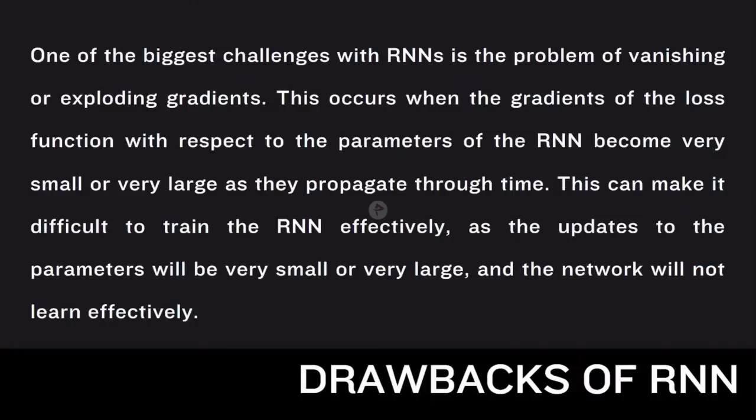It should take care of the problem of ANN. It looks great theoretically, but when we implement RNN, the feedback causes a lot of trouble in practice, and it is not smooth in getting the result. One of the biggest challenges with RNN is the problem of vanishing or exploding gradient. This occurs when the gradients of the loss function with respect to the parameters of the RNN become very small or very large as they propagate through time. This makes it very difficult to train the RNN effectively, as the updates to the parameters will be very small or very large and the network will not learn effectively.